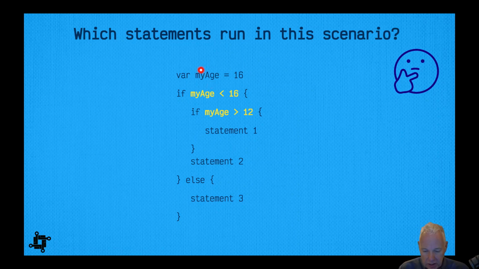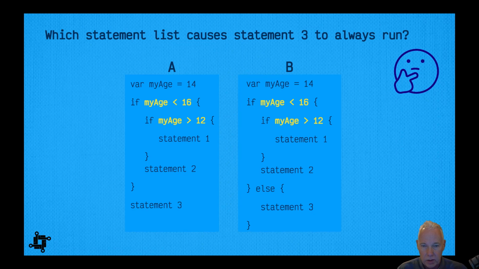So we have my age set to 16. We say if my age is less than 16, then we're going to do what's in these brackets, but 16 is not less than 16. So we will do the else, which means we will do statement 3. But what's interesting is that if we had come in and did this section in here, so if we executed any of this code in here, the else block will not run, and therefore statement 3 would not be executed.